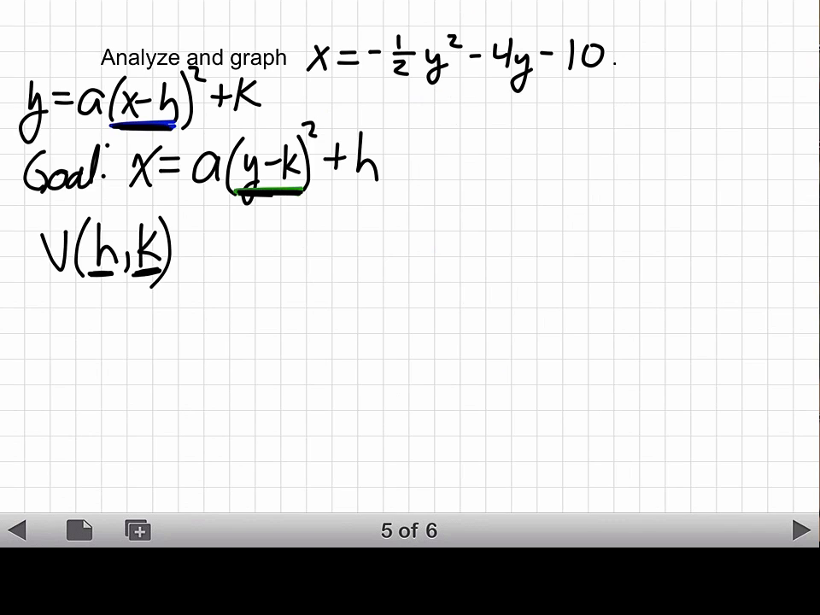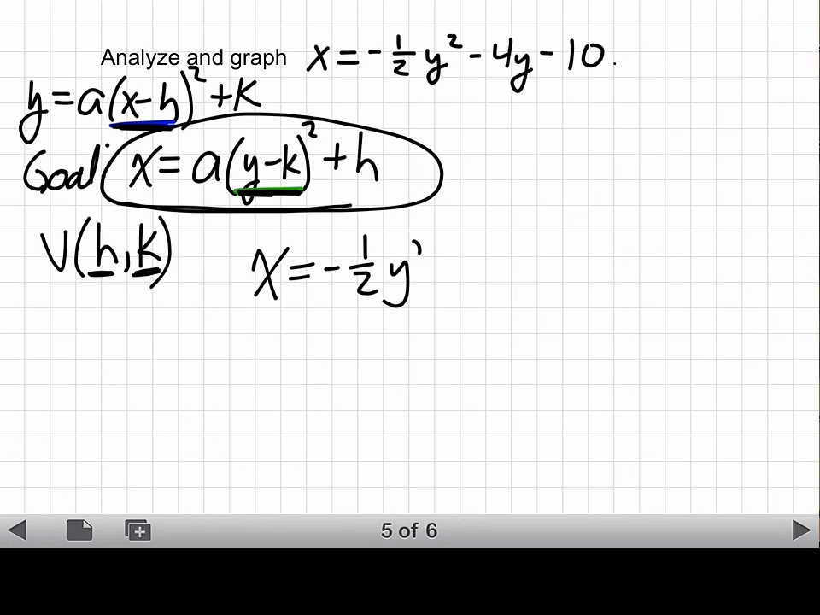Knowing that I want to get the equation in this form, x equals a times the quantity y minus k, squared, plus h, I know I need to complete the square. So, I'll rewrite the equation here. x equals negative 1/2 y squared minus 4y minus 10.